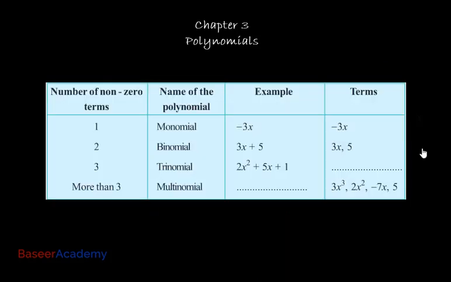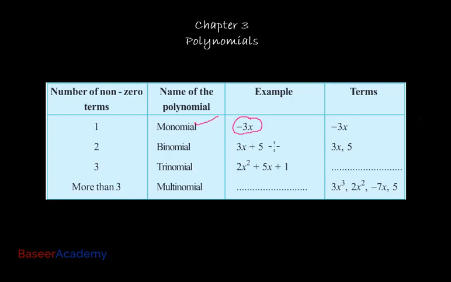Depending on the number of terms, a polynomial can be named as a monomial, binomial, trinomial, and a multinomial. So if you see this table here, you'll get to see that minus 3x, how many terms are there in minus 3x? You have only one term. So this is known as a monomial.